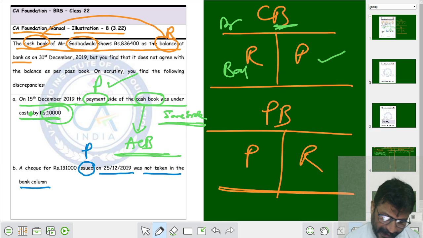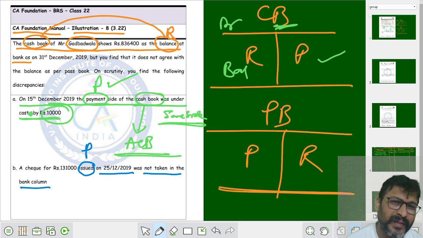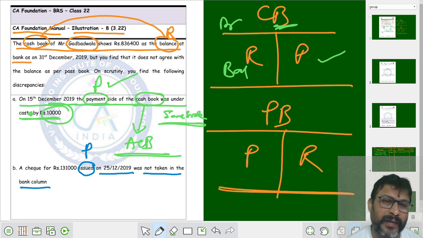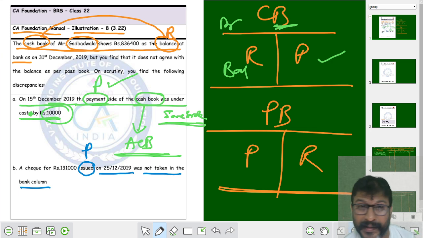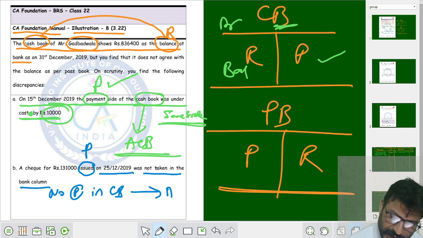Not taken in the bank column. Bank column comes, is it in cash book or passbook? We know very well. In passbook, there is no such cash or bank column. The bank column is there only in the cash book. So it means not taken in the bank column means no payment in cash book. When no payment in cash book, it comes in ACB.